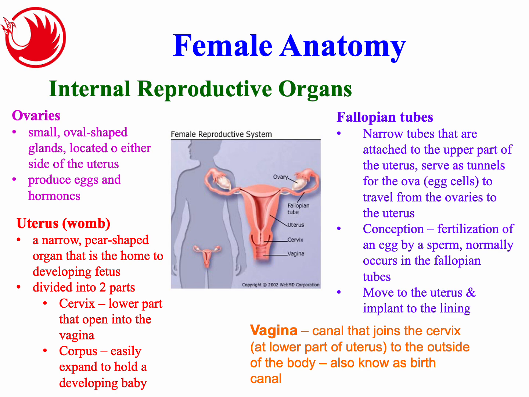And the last is the vagina. The vagina is a canal that connects the cervix and the lower part of the uterus to the outside of the body. It is also known as the birth canal, as it is the passageway through which a baby is delivered during childbirth.